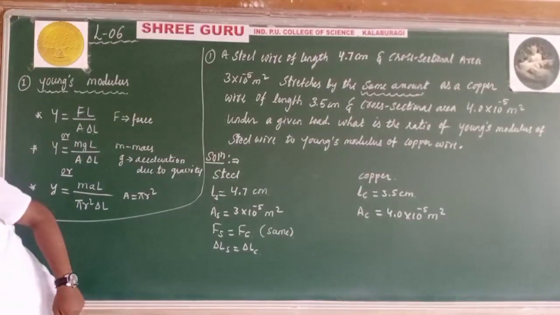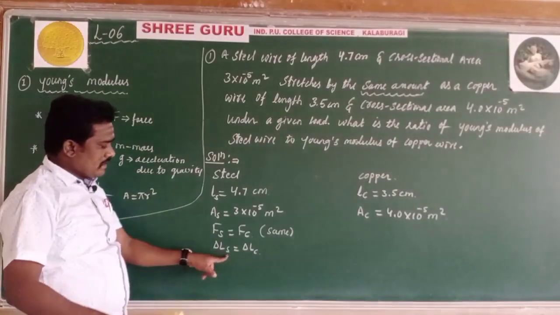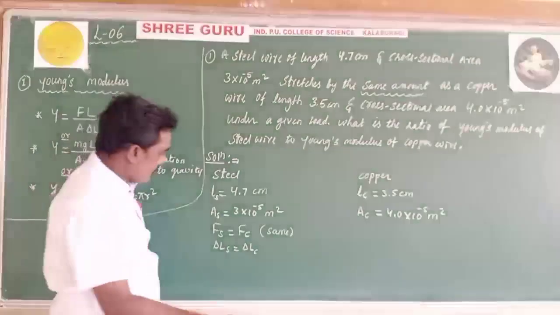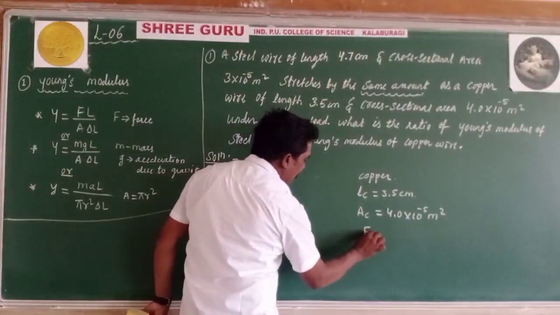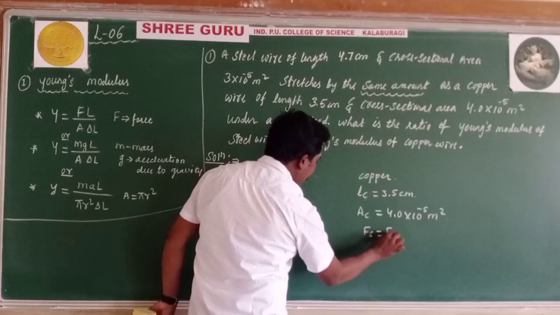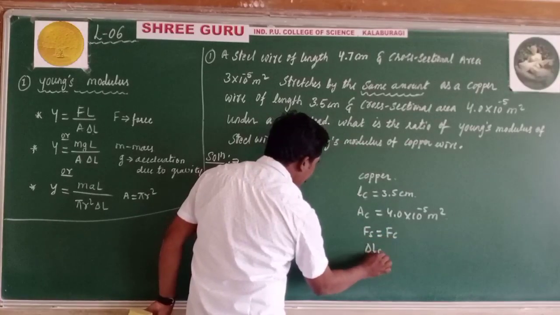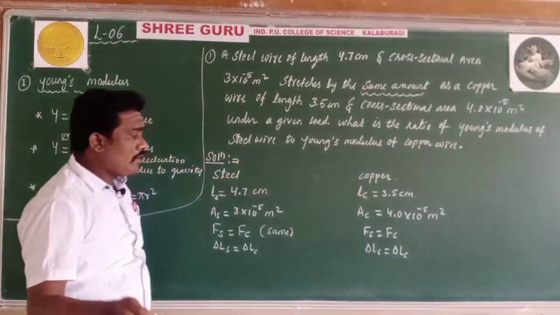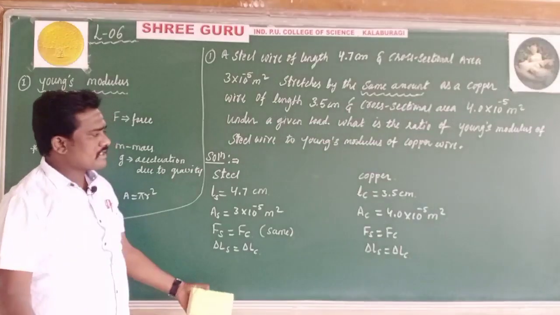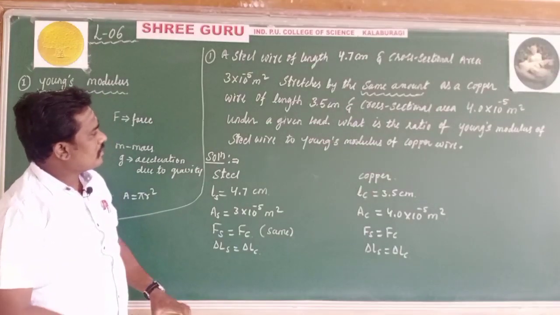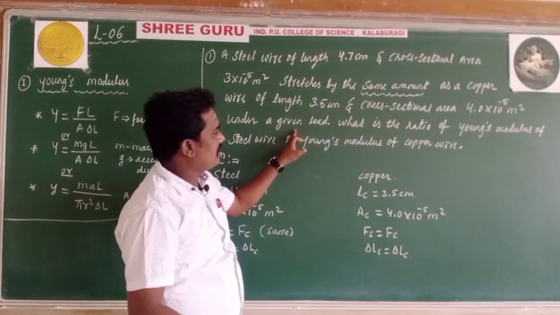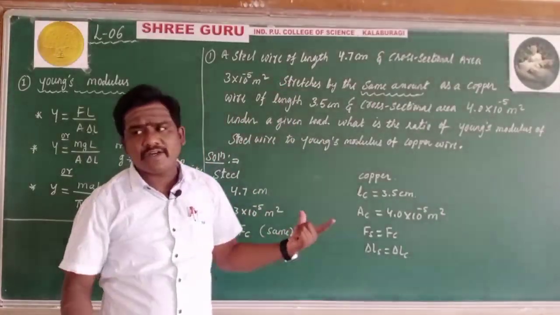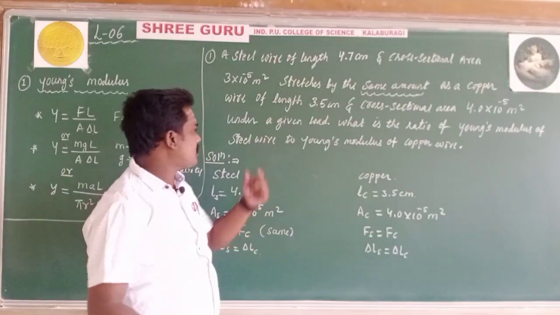Or just to keep in your mind, same amount stretches: delta LS is equal to delta LC. You can mention here also the force applied FS, which is equal to FC. Here also delta LS is equal to delta LC. The amount of stretches is same. The force is also same. The same amount under a given load. The amount of load is also same. Load means in the form of mass or in the form of force.